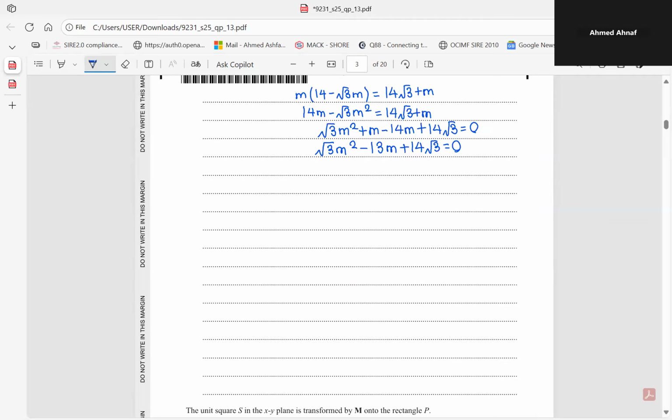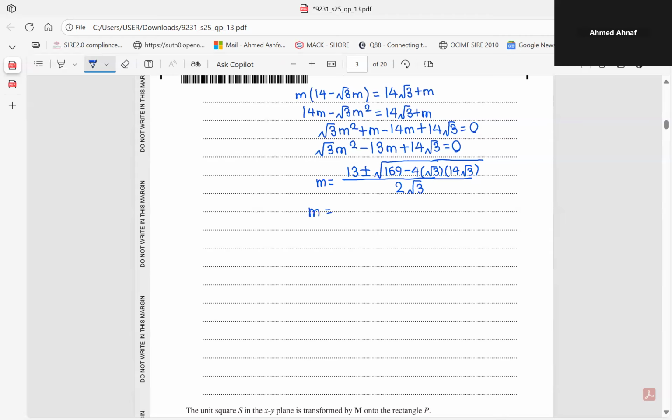So this is the final equation that we obtained, and this is a quadratic equation, so we can use the quadratic formula to solve it. So m would be minus b. b is minus 13, so minus minus 13, that's 13, plus minus square root of b squared, which is minus 13 squared, so that's 169, minus 4a, which is square root 3, c, which is 14 square root 3, over 2a, which is 2 square root 3.